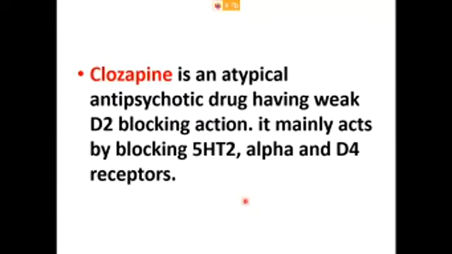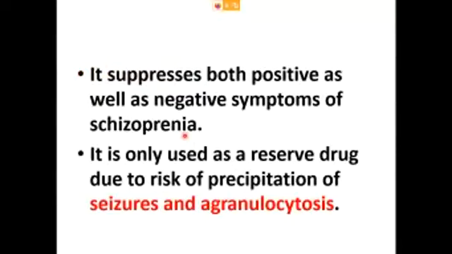Now coming to clozapine, which is an atypical antipsychotic drug. I have told you that atypical antipsychotics have very weak dopamine blocking action. How do they act? They act by 5-HT2 blocking action, and they also block alpha receptors and D4 receptors. So clozapine is an atypical antipsychotic. It blocks 5-HT2 receptors, with alpha and D4 blocking activity, and very weak D2 blocking activity. So extrapyramidal symptoms are not common here.